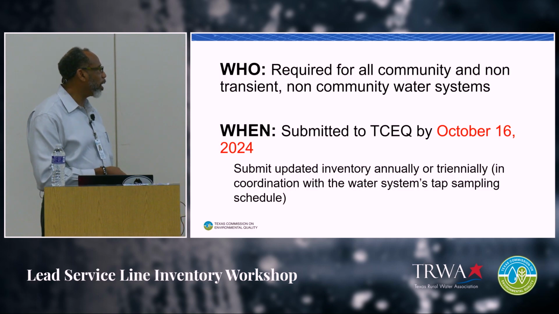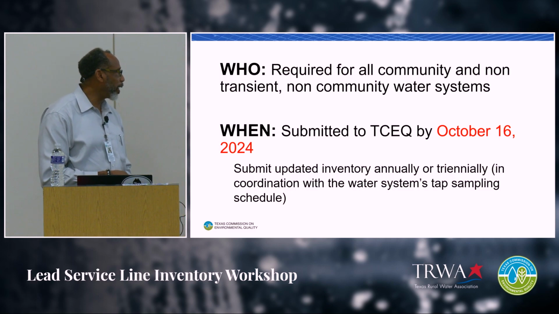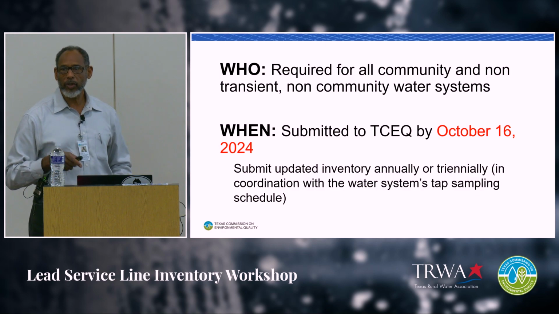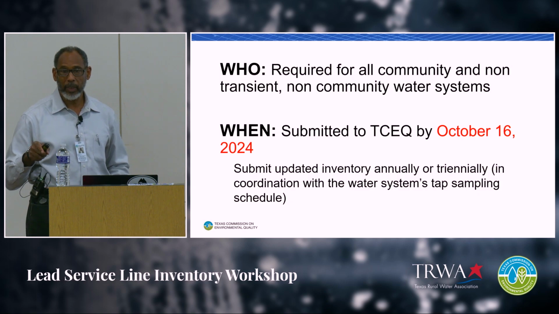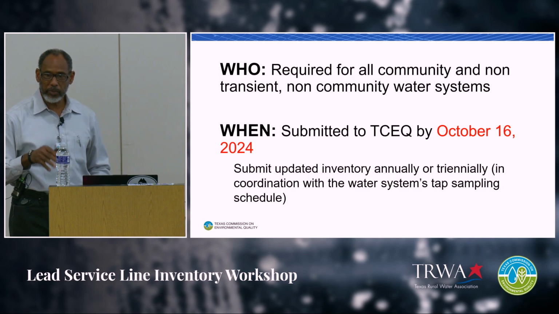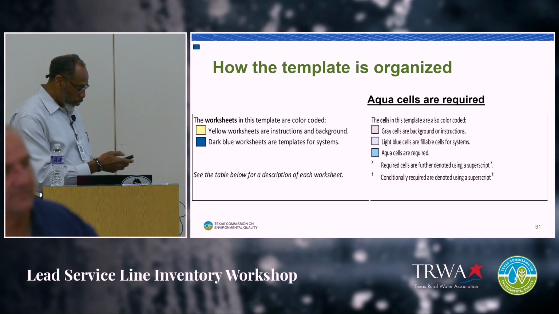After that, it'll be updated annually or triannually, depending on your current lead and copper tap sampling schedule that you already have. Some systems are every 3 years, some systems are every year, but whatever your current schedule is, you update your inventory at the same time as your sampling schedule. How the template is organized.